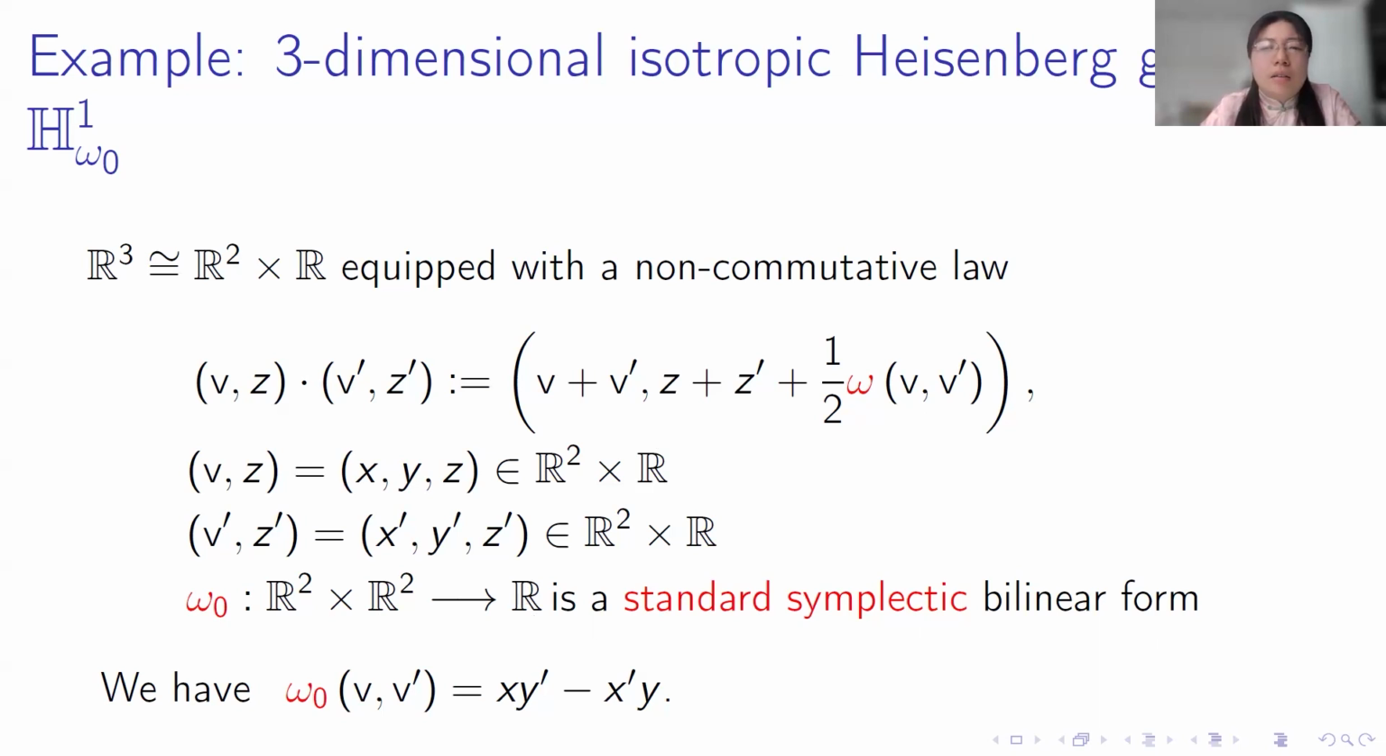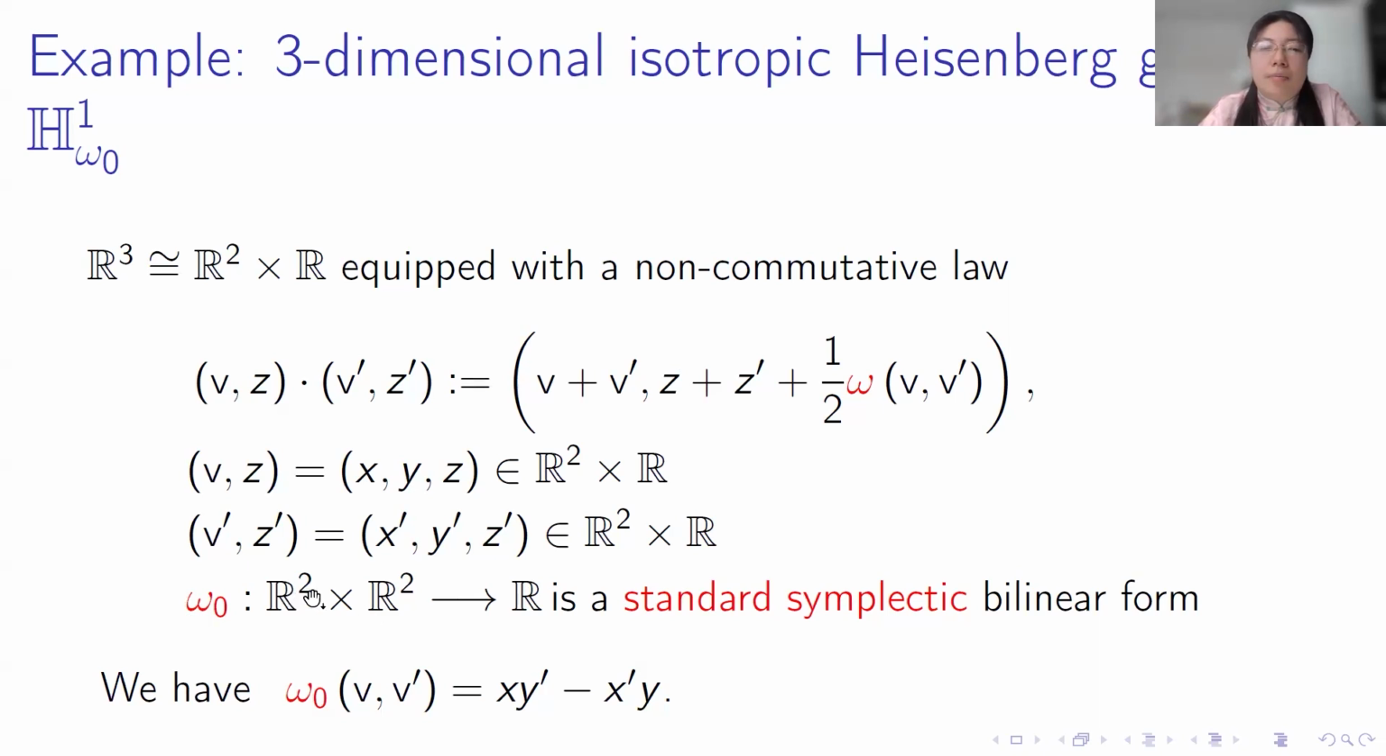And the standard symplectic bilinear form has such an explicit formula. In some other cases, some people also refer to this group as the isotropic Heisenberg group, because this symplectic form, omega 0, is an isotropic symplectic bilinear form. And later we will see more general examples, in which the symplectic form may not have to be isotropic.